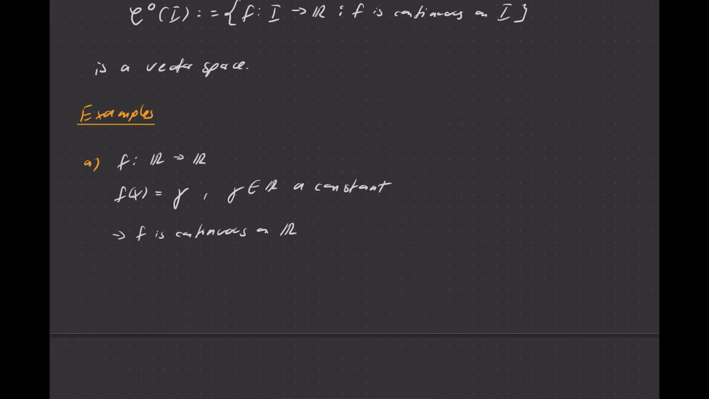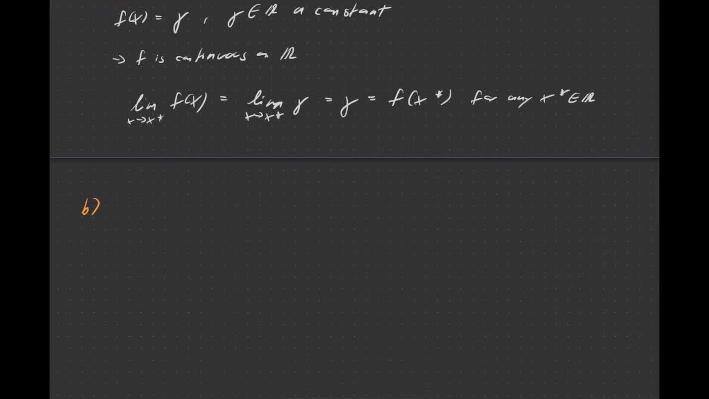Simply because the limit of f of x for any x star, right, that will always be, well, the function is equal to gamma everywhere, so that's the same as the limit of gamma as x tends to x star, and that of course is gamma. And that incidentally is the function value. And that's true for any x star in R. So that function surely is a continuous function. So a constant function is continuous.